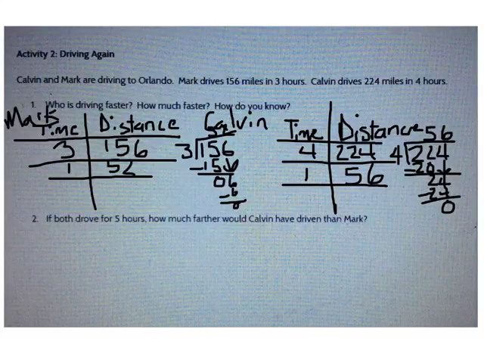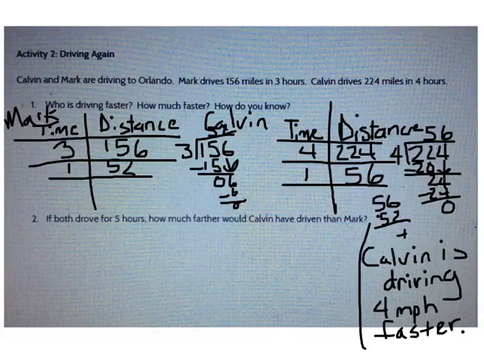Use that information to find the answer to number 1. Who is driving faster? How much faster? And how do you know? Go ahead and answer that question now. Calvin is driving 4 miles per hour faster. 56 is 4 miles per hour faster than 52.